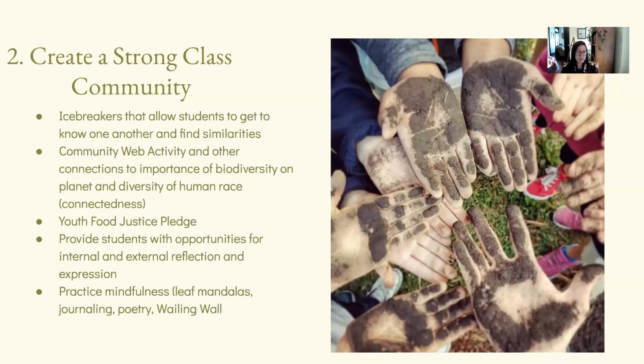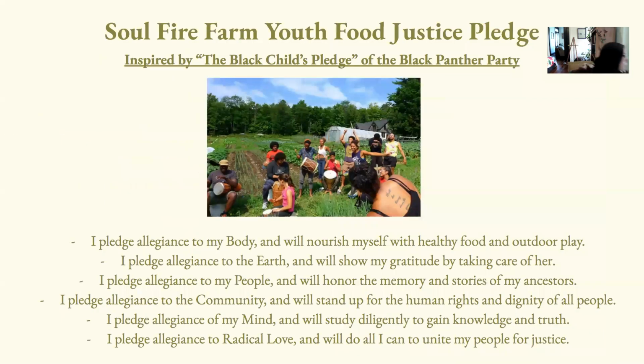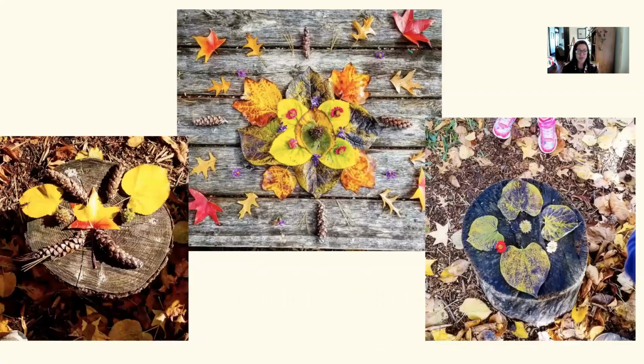I'll probably reference Soul Fire Farm a few times. There's another great book by the founder of Soul Fire Farm, Leah Penniman. It's called Farming While Black. This book has lots of resources for culturally relevant learning. You can also go to their website, and they have some activities, including the Soul Fire Farm Youth Food Justice Pledge. You could have your class as a whole create their own food justice pledge and post that somewhere. So this is an example of the one from Soul Fire Farm, but you could create one of those as a class.